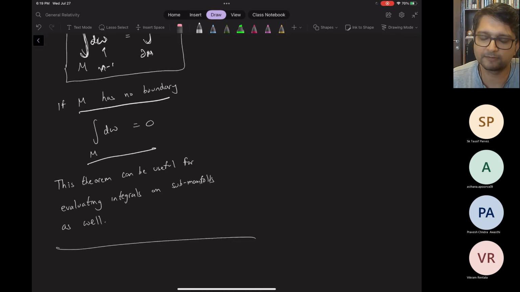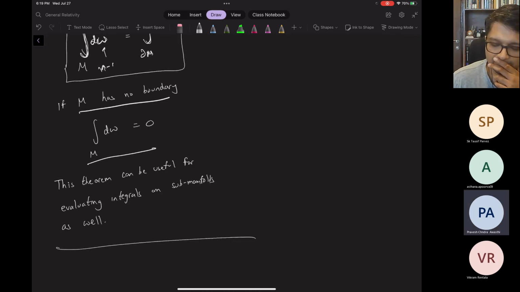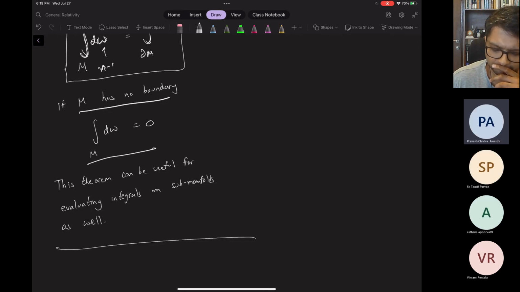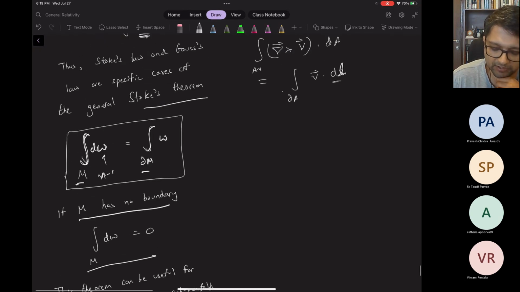Yes, go ahead. Sir, so we can do integration only for the orientable surface? Only over orientable surfaces, yes, orientable manifolds. One important point is the boundary of an orientable manifold will also be orientable. So if the left-hand side integration is defined, the right-hand side integration will also be defined.